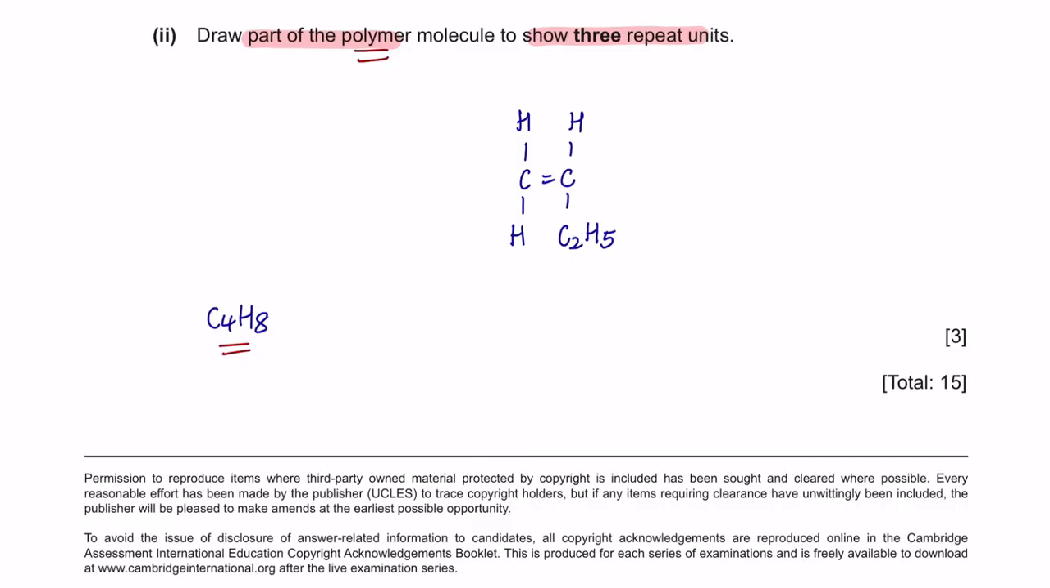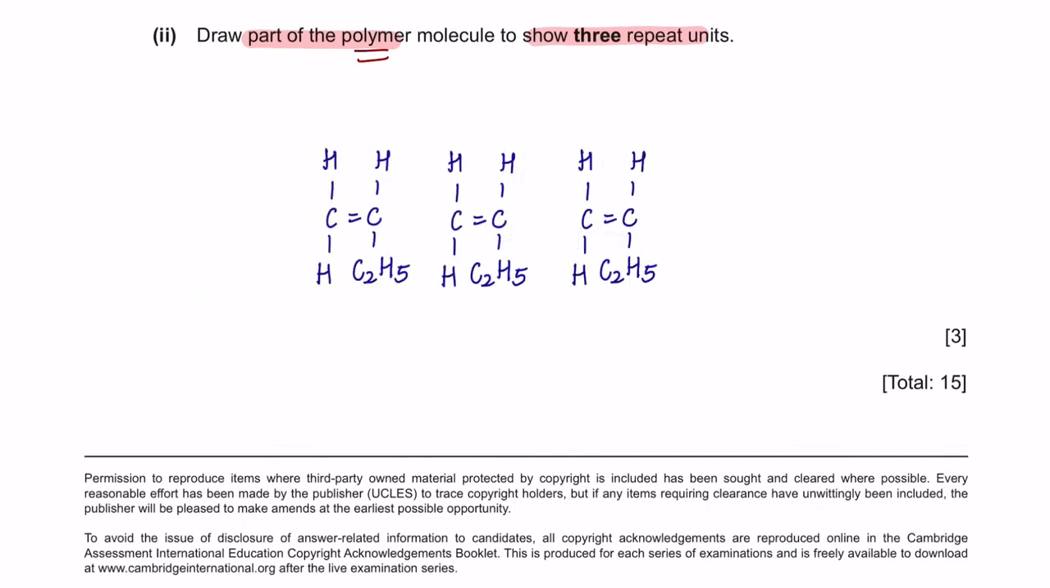So if we count, there's still a total of 4 C's and 8 H. Now we're going to draw 3 repeated units. When an alkene goes through addition, we're going to break the double bond and it will become a single bond like this. So this is what 3 repeated units of a butene polymer would look like.